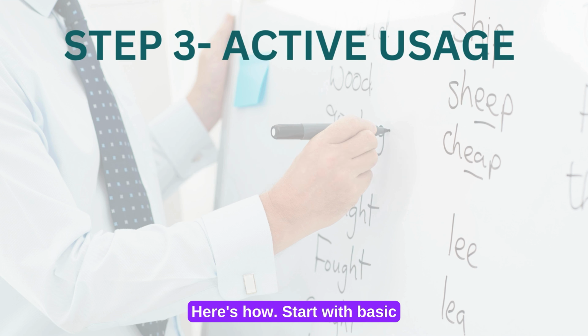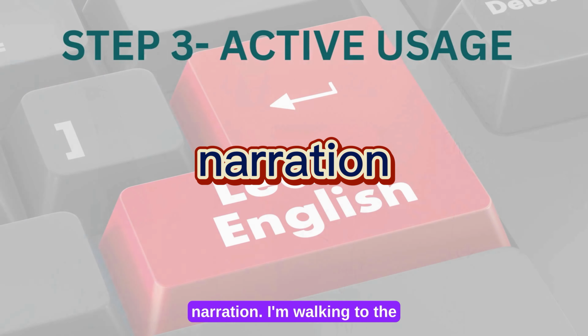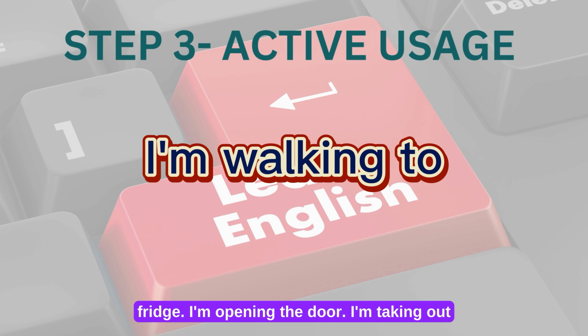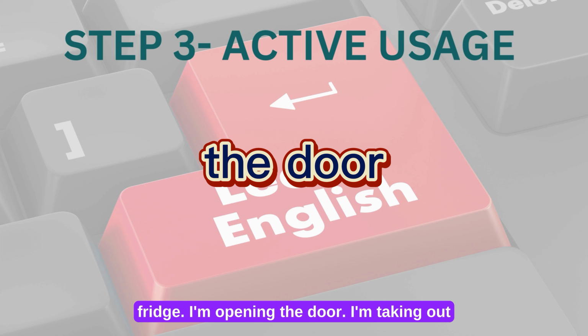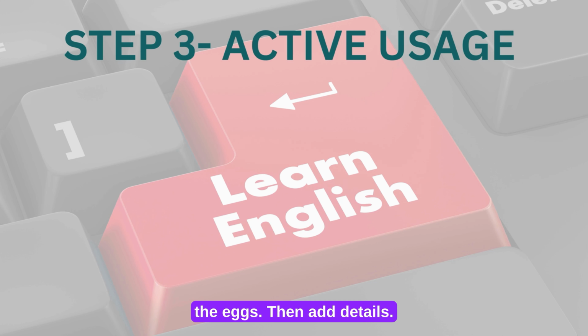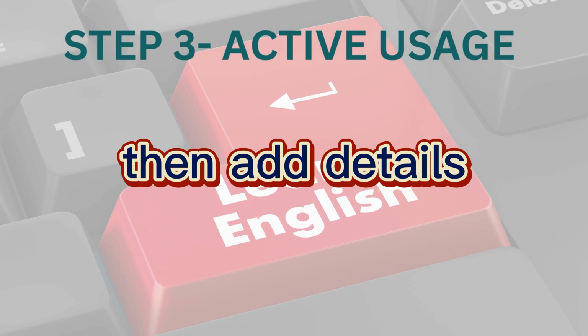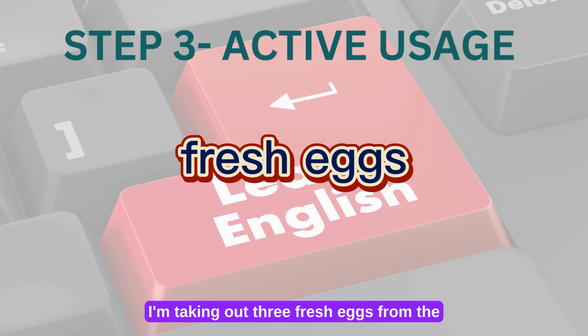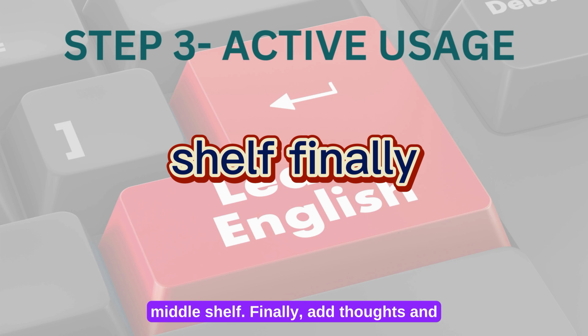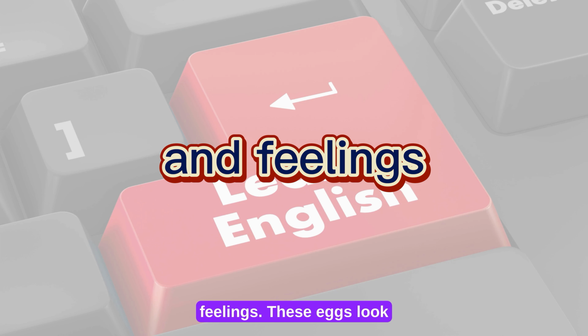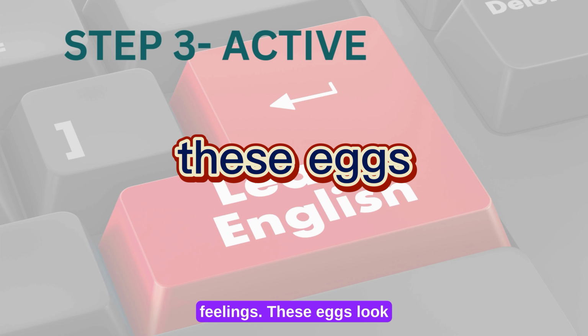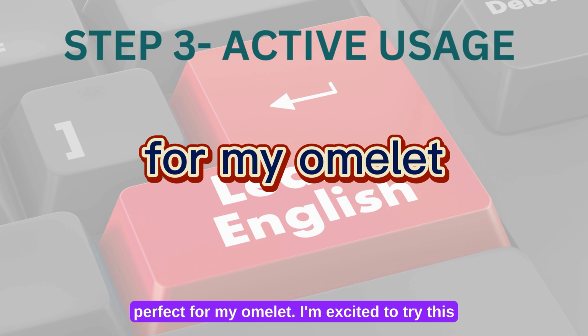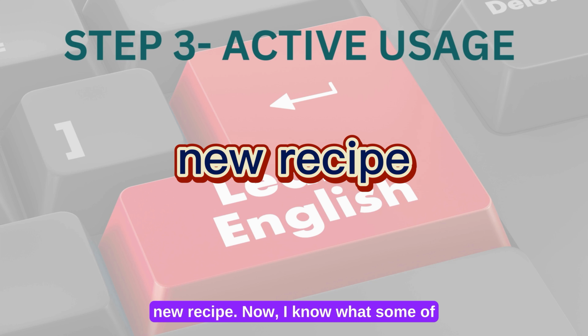Here's how. Start with basic narration. I'm walking to the fridge. I'm opening the door. I'm taking out the eggs. Then add details. I'm taking out 3 fresh eggs from the middle shelf. Finally, add thoughts and feelings. These eggs look perfect for my omelet. I'm excited to try this new recipe.